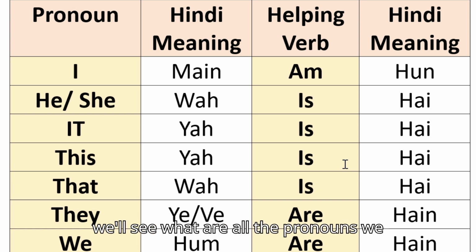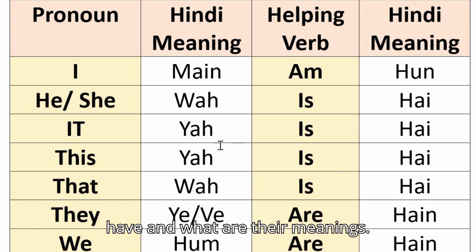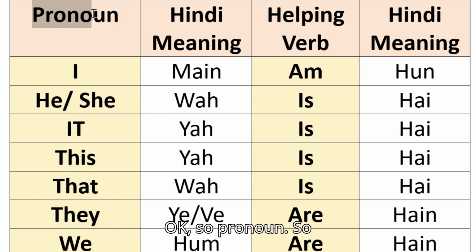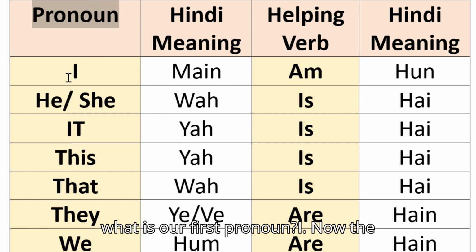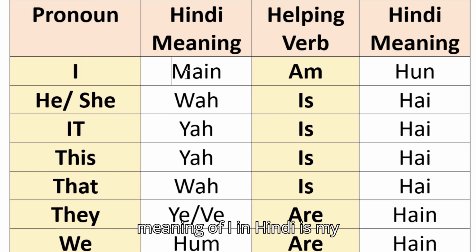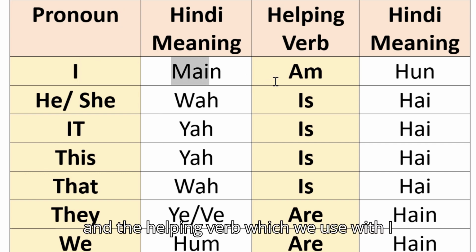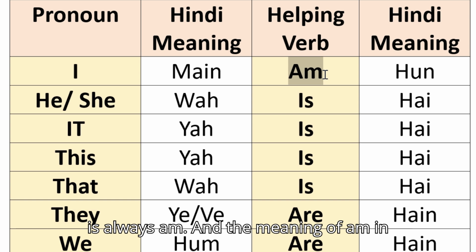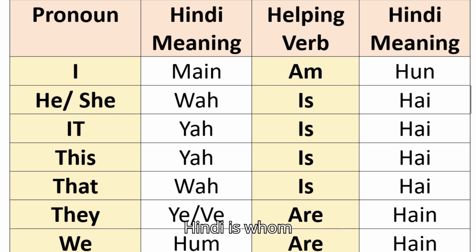So first we'll see what are all the pronouns we have and what are their meanings. Okay. So pronoun. So what is our first pronoun? I. Now the meaning of I in Hindi is मैं, and the helping verb which we use with I is always am, and the meaning of am in Hindi is हूँ. Again, he or she.